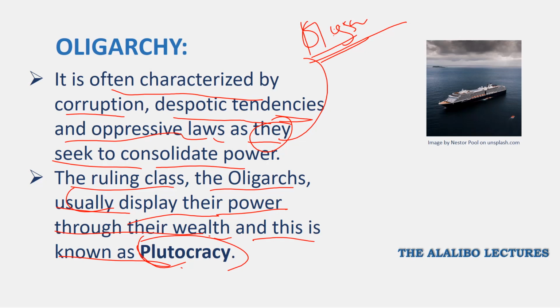And so this is a very interesting form of government that, as we said previously, gives rise to revolutions and insurrections and violent tendencies. Because when you oppress people for a long time, the natural reaction is to fight back because they have nothing to lose at that point. All right, so oligarchy is often characterized by corruption, despotic tendencies, and oppressive laws as they seek to consolidate power. The ruling class, the oligarchs, usually display their power through their wealth, and this is known as plutocracy.